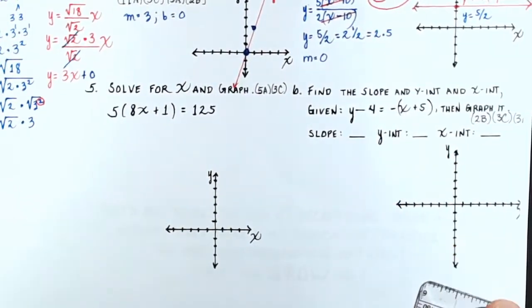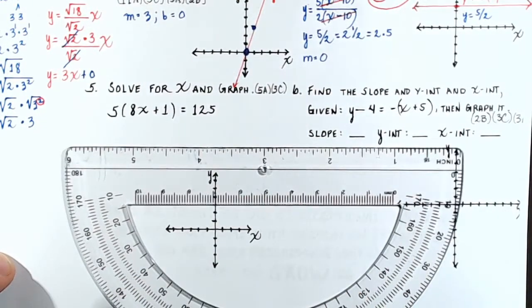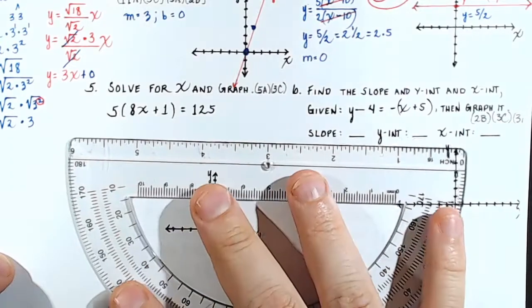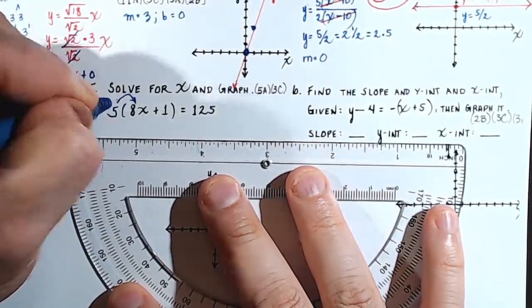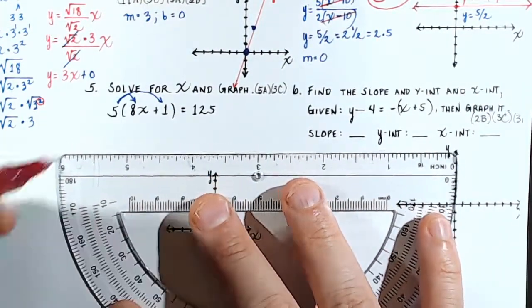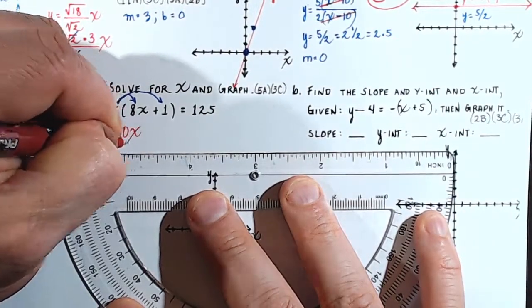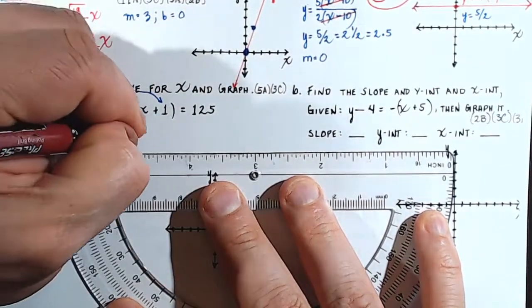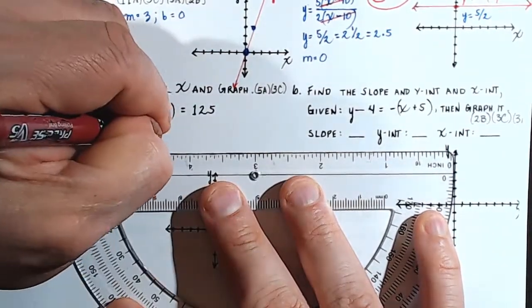Moving on to number 5. Solve for x and graph. Okay, so we're going to be graphing only x now. It's going to be a perfectly vertical line with an undefined slope. But here we're going to apply the distributive rule and say 5 times 8x, well that's 40x. 5 times 1 plus 5 equals 125.